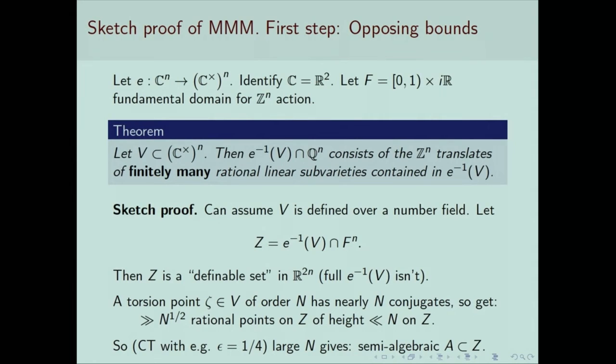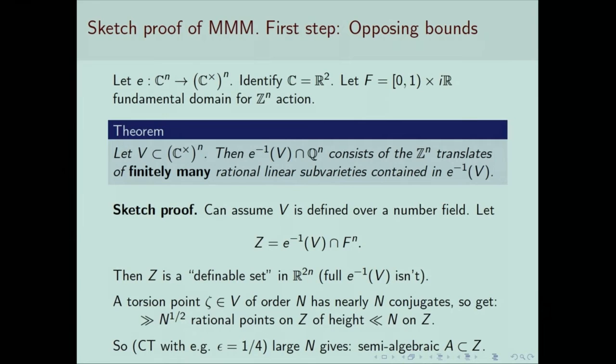which we're going to reformulate, of course, in terms of the exponential function. So here's the exponential function. And later, in order to apply these real variable methods, we're going to identify C with R squared. And I'm going to let this capital F be [0, 1) cross R. So this, if you like, is a fundamental domain for the action of Z by translations on C, and then on its nth power.